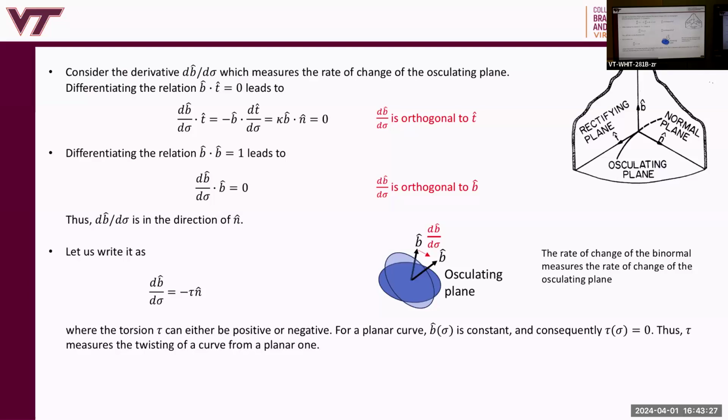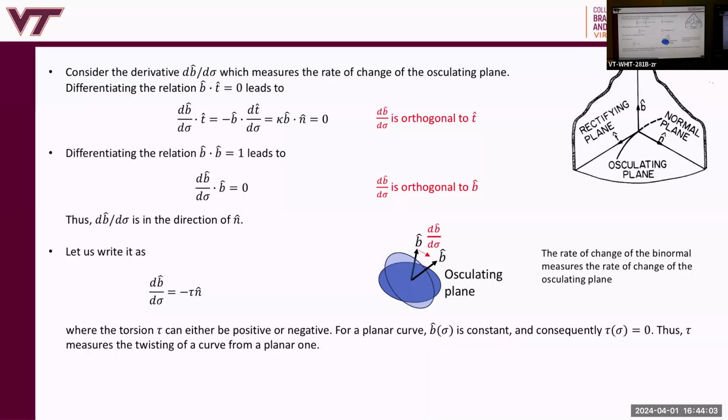So let's take a look at that. Let's write dB/dσ in the direction of n, but we're going to define its magnitude here as tau, which is going to be called the torsion, and we're going to include a minus sign. I think there should be a minus sign here. Minus tau n hat, where the torsion tau can either be positive or negative.